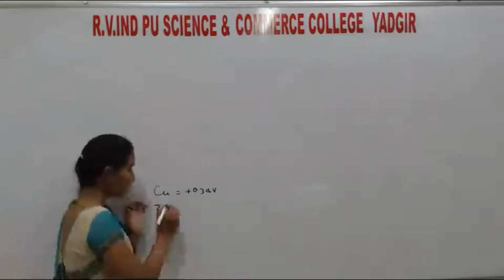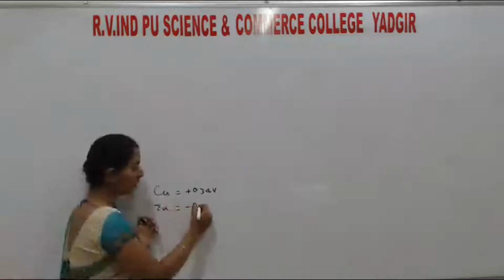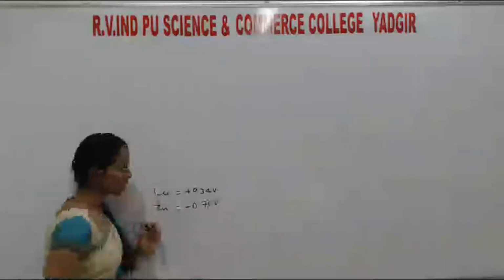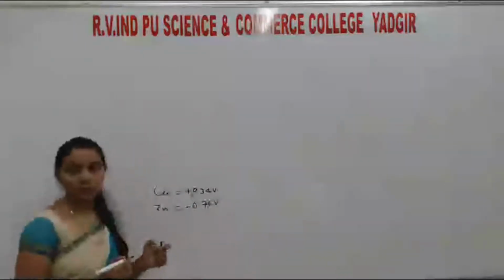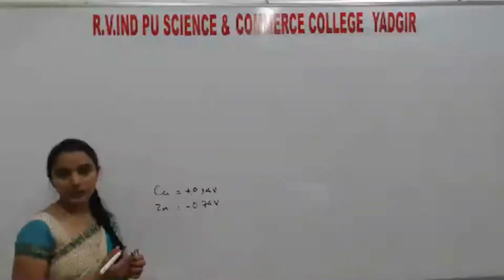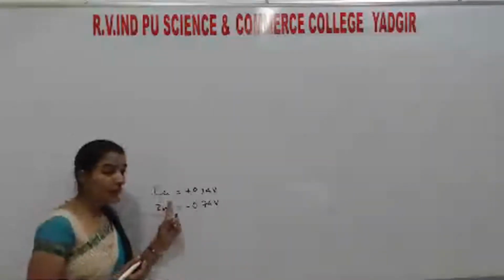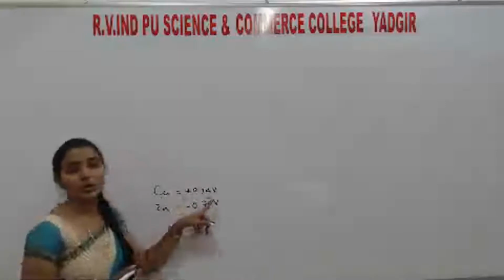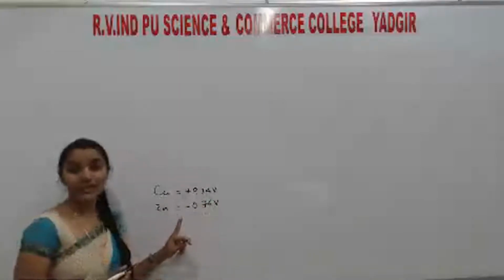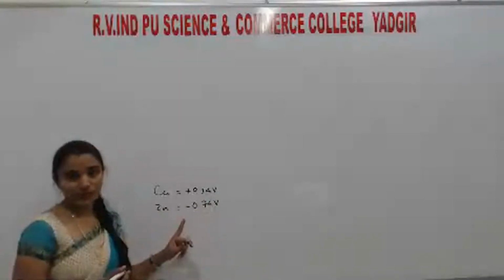Understand? So individually, listen, zinc is there and copper is there. The zinc value is 0.76 volt and copper is 0.34 volt. Then we can easily calculate. How did we come to know that copper alone is 0.34 without taking any reference electrode?